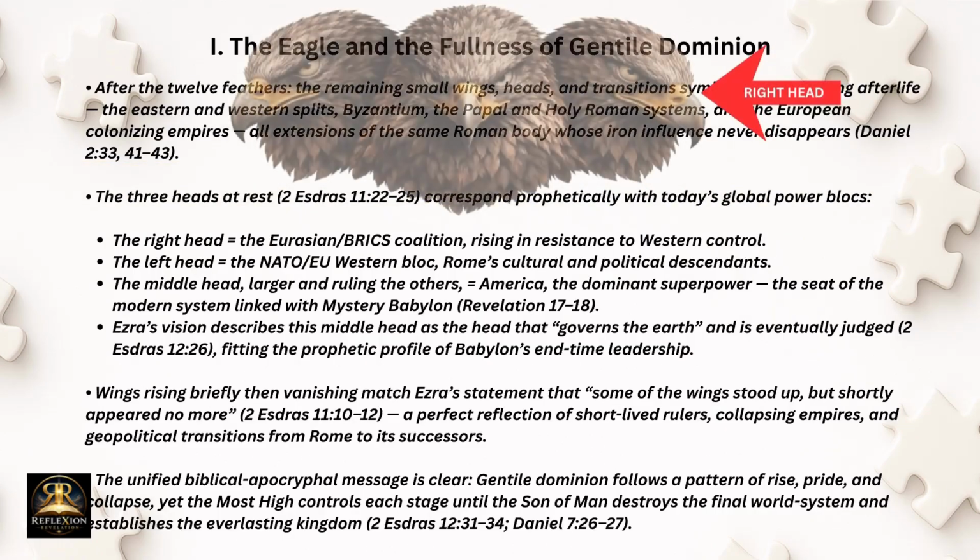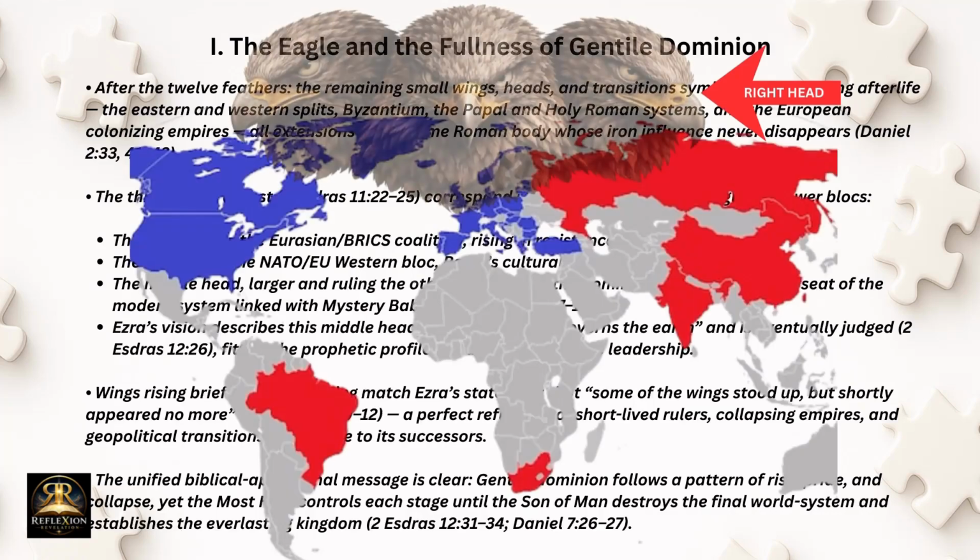So the right head, I really want us to look at this very closely. The right head. The head on the right is the Eurasian BRICS coalition. So basically all the Eastern nations, so to speak, right? And the ones that are aligned geopolitically with them, rising in resistance to Western control.